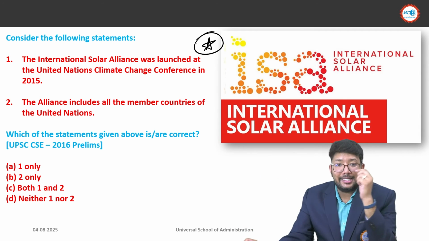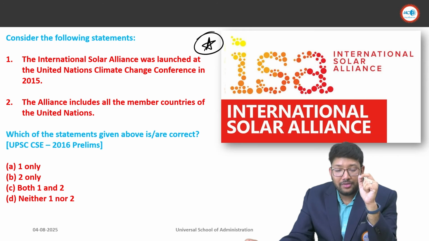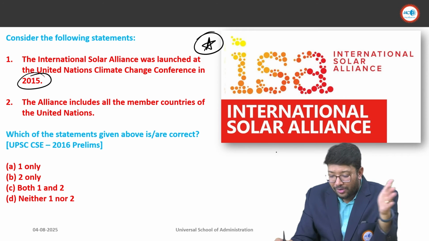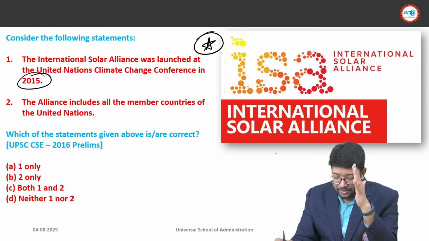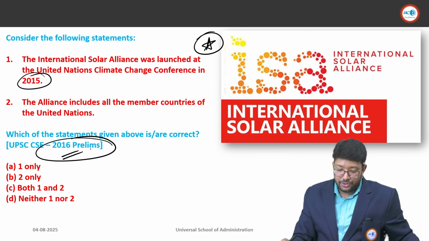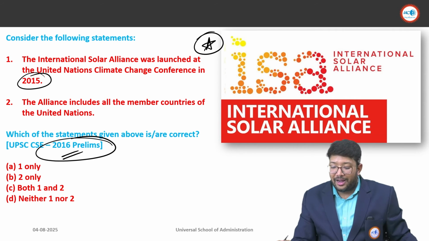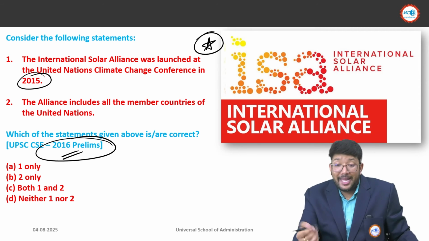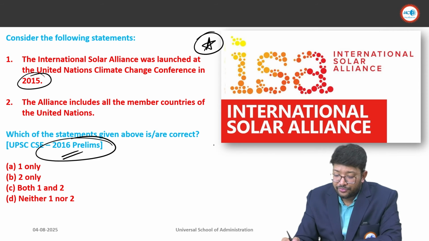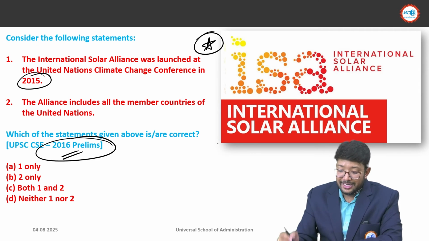Remember that. The International Solar Alliance was launched at the United Nations Climate Change Conference in 2015. The alliance includes all the member countries of the United Nations. It was asked in the 2016 prelims examination. The International Solar Alliance was launched at the UN Climate Change Conference in 2015, like the Paris Agreement basically.